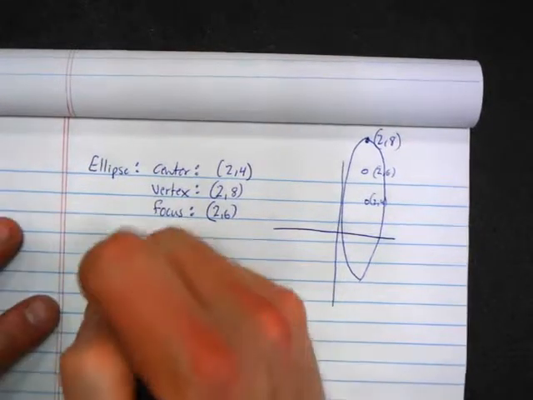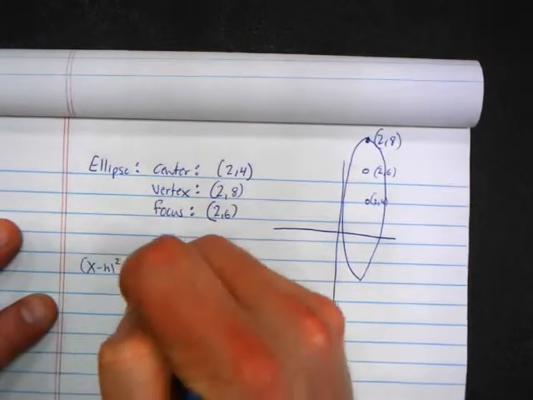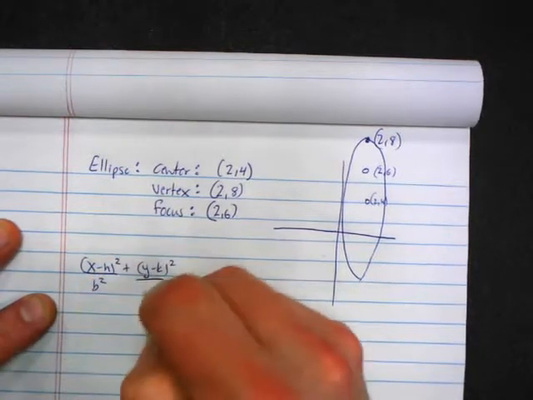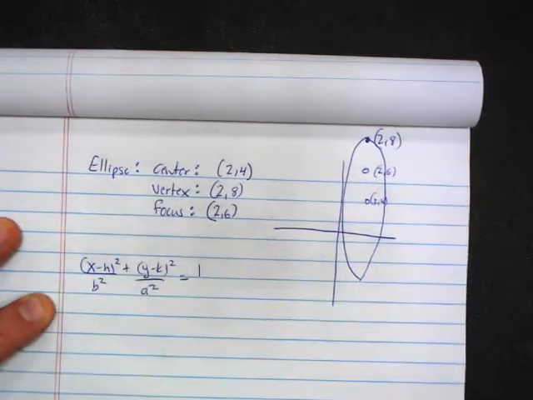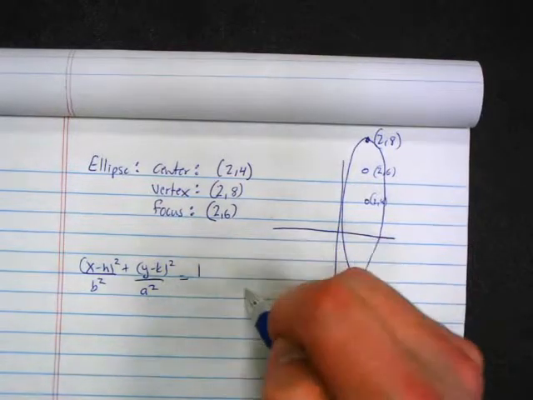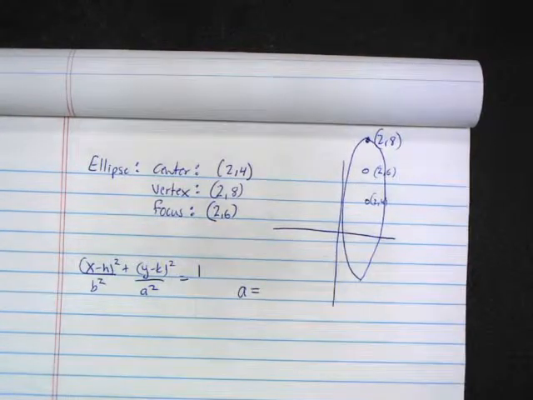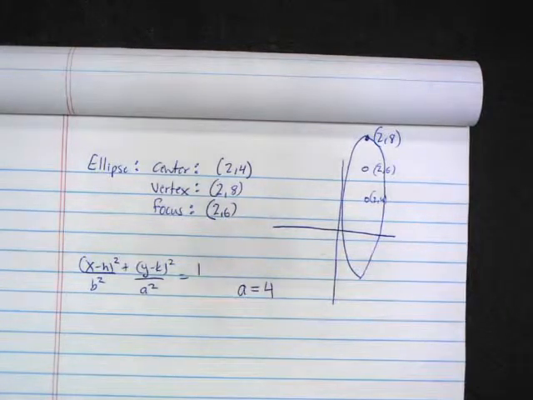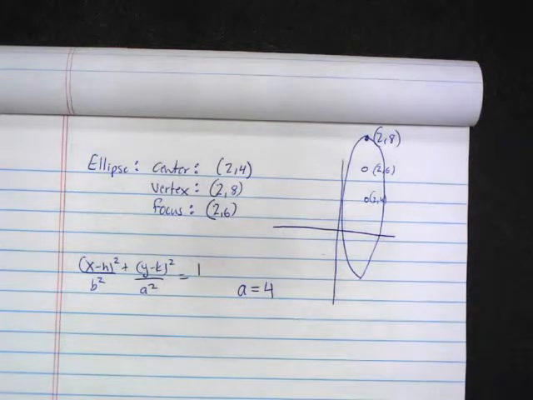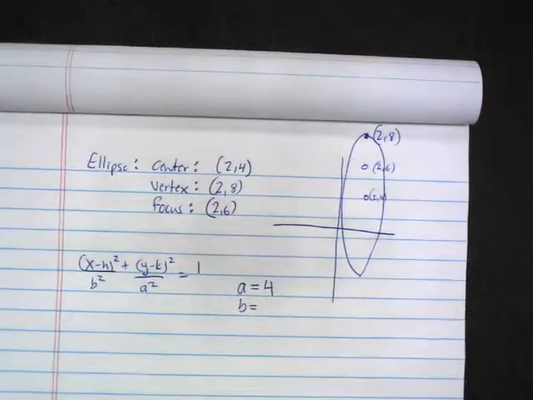We're going to have (x minus h) squared plus (y minus k) squared. This one gets divided by b squared. That one gets divided by a squared equals 1. Okay, what's a? A is how much? 4. Why is a 4? Distance from center to vertex. The distance from 2, 4 to 2, 8 is a distance of 4. What's b?